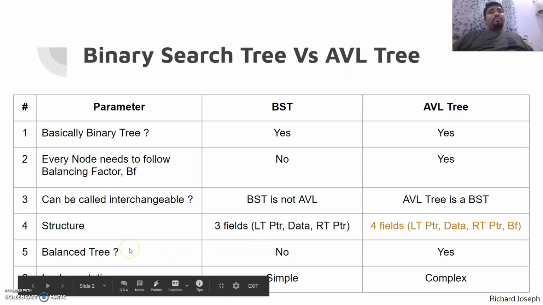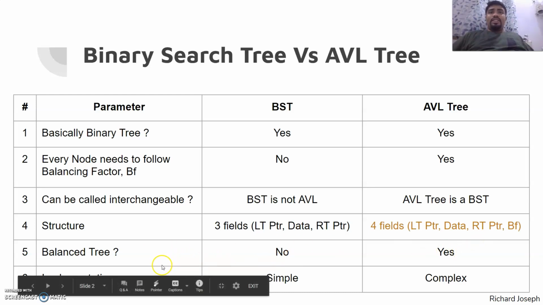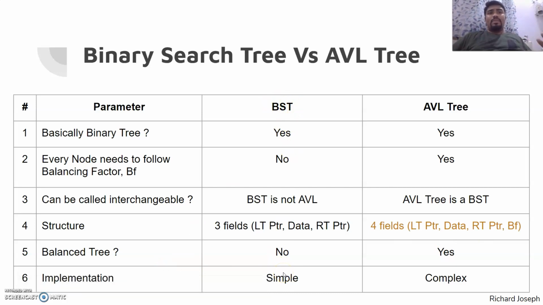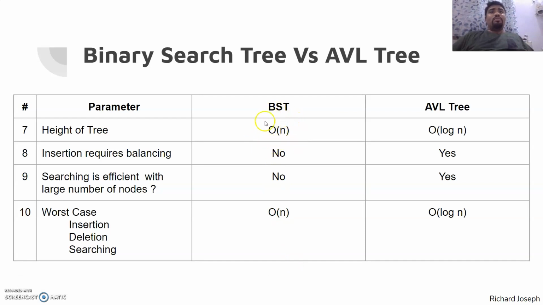Now, is binary search tree a balanced tree? Obviously not. And is AVL tree a balanced tree? Yes, it is. Now, the implementation of binary search tree is simple because it need not ensure that the tree is balanced. But in case of AVL tree, it has to ensure that. So it is complex. Now, the height of the binary search tree, you'll see that in the worst case, it can go up to big O of n.